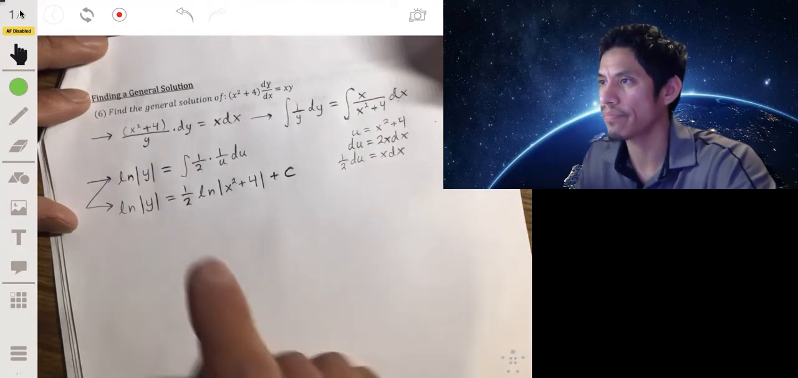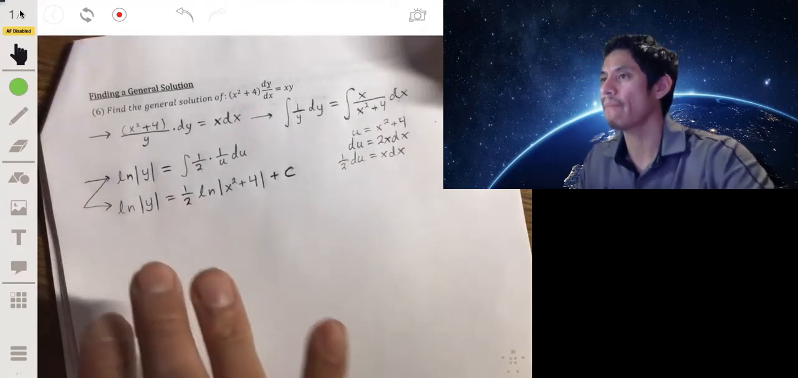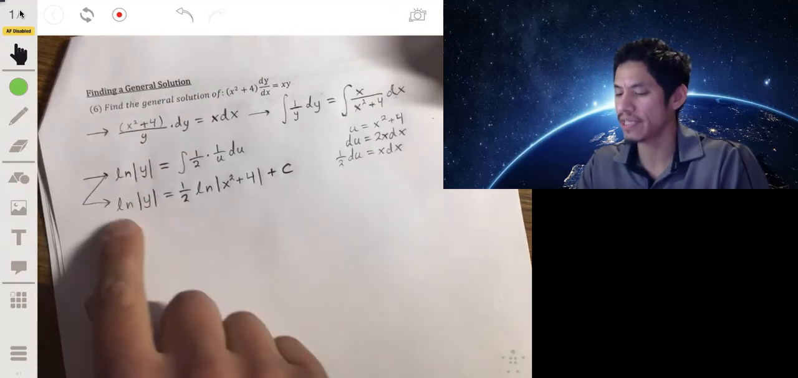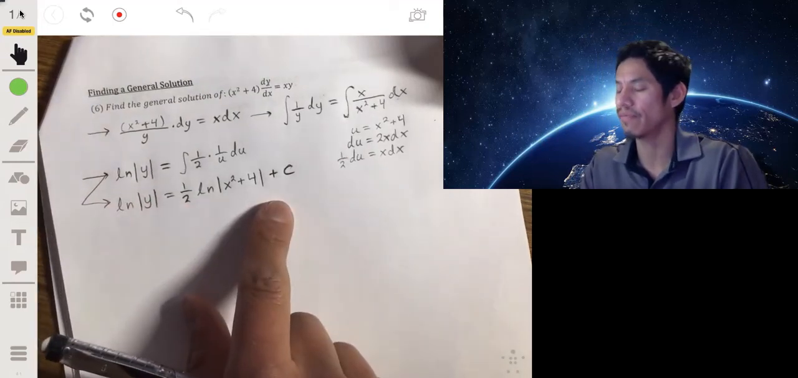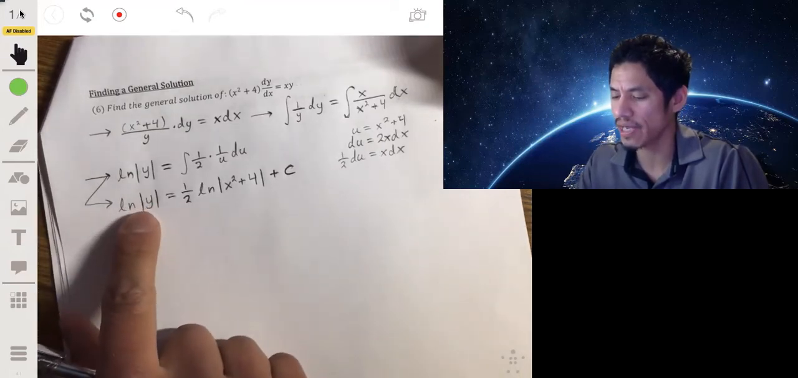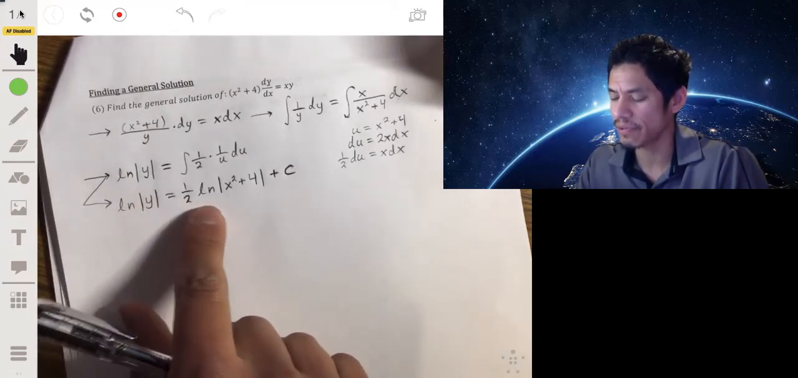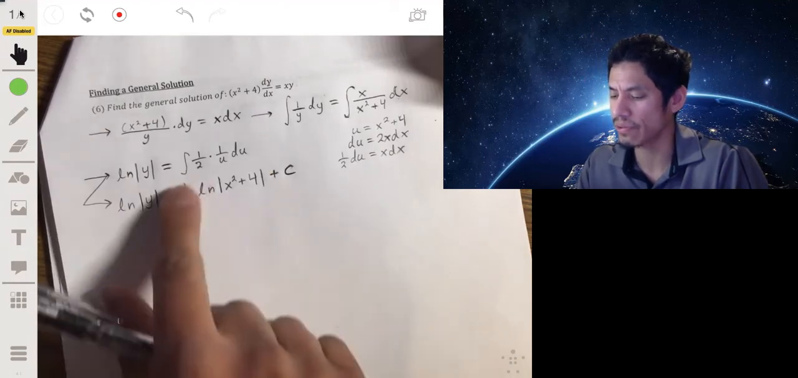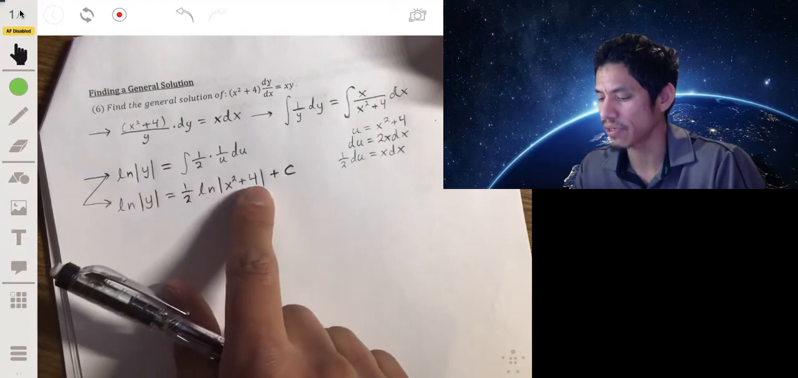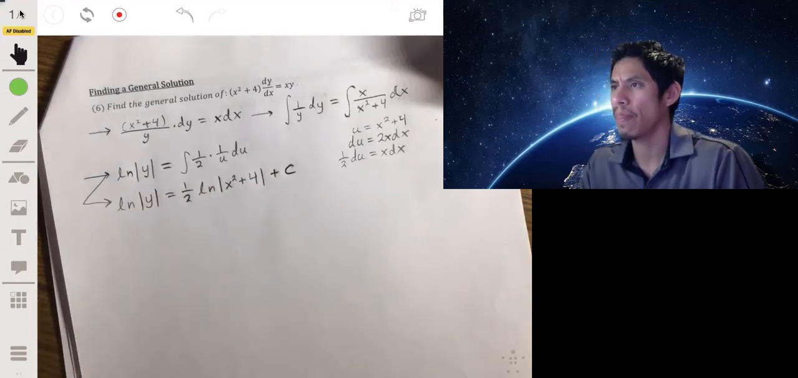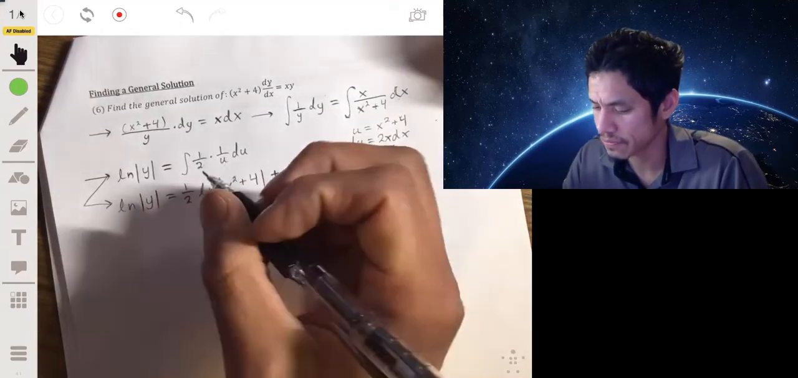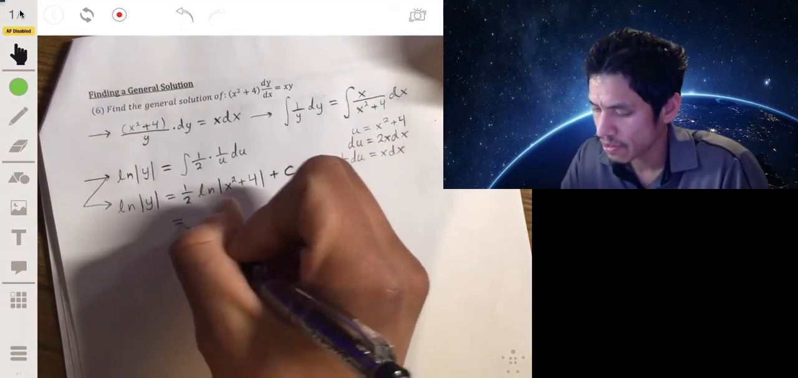Okay, so now we're going to raise each side of the equation as an exponent of e. So we're going to have e raised to the natural log of y, and for the right side, e raised to this whole quantity, e raised to 1/2 times the natural log of x squared plus 4. Actually, let's rewrite this before we do that.